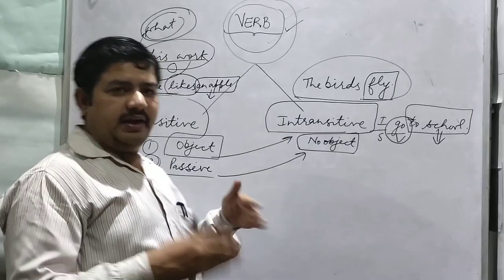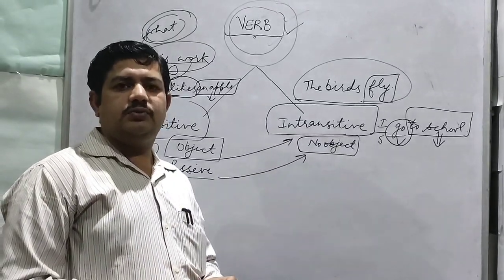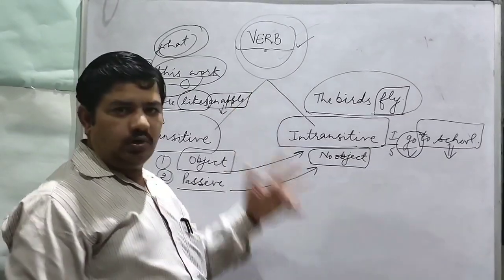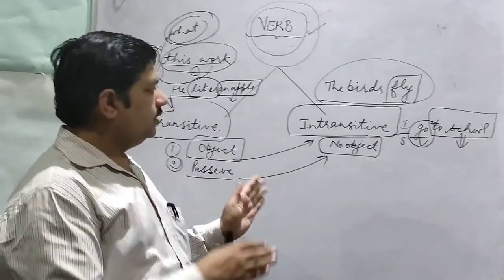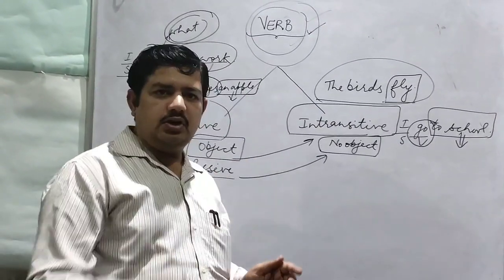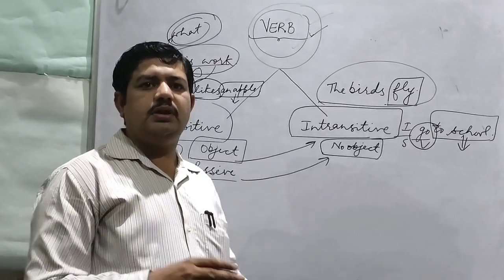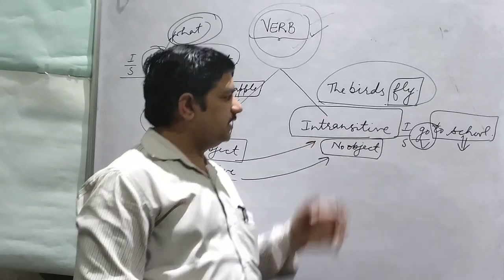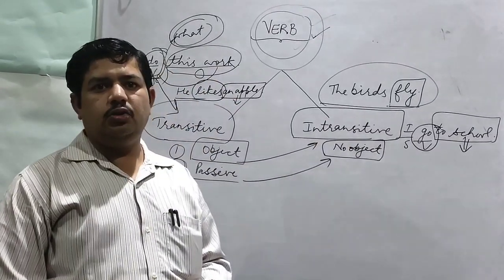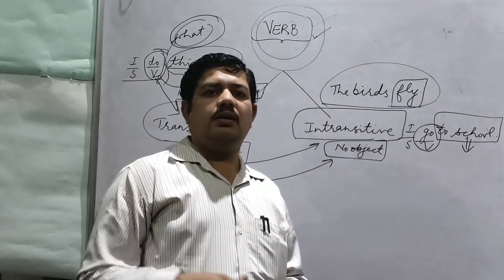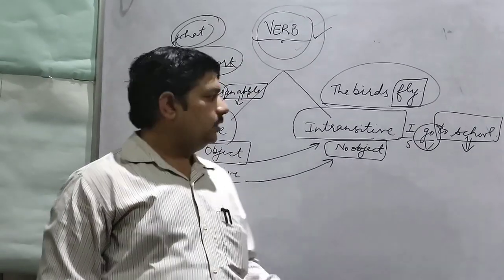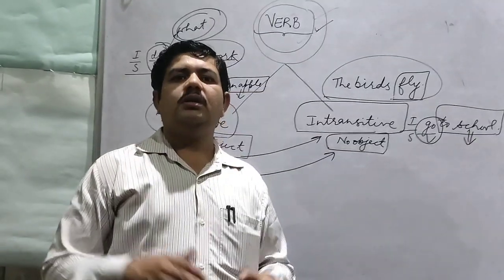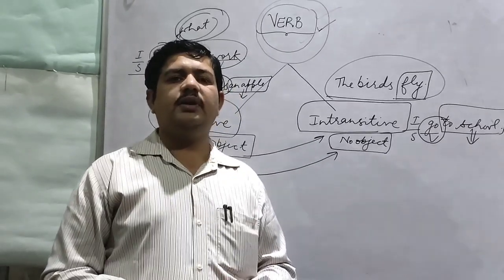Again I tell you, you should not feel that verb is only an action word. It has many types. Today in this video I have told you there are two major types. In a later video I will tell you the different parts in detail. Today we have done transitive and intransitive verbs. I think you have understood well. In a later video I will tell you how transitive and intransitive verbs are further divided into different parts.